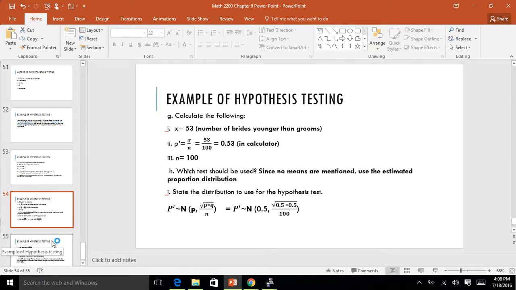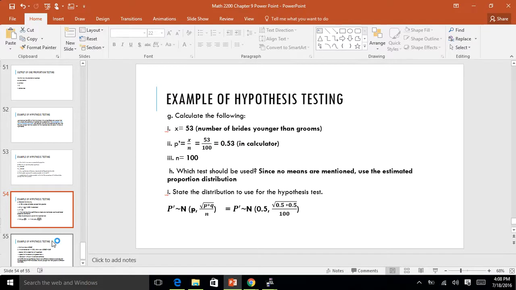Okay, so let's calculate the following. X equals 53. It's the number of brides younger than their grooms. Lowercase p with that little apostrophe in the air. X over N is 53 over 100, which is 0.53. We're going to get that later when we put this in the calculator. And then N is your sample size.